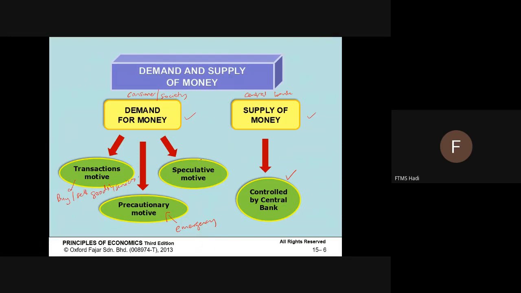And then the speculative motive, where sometimes you can make money from money. That means you can play money for the future, for example savings, forex, and so on. So we're talking about speculative money, where the money value can increase or decrease, and you take advantage of that in the future.